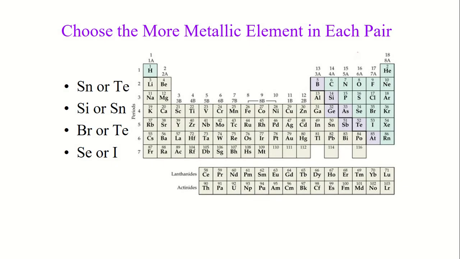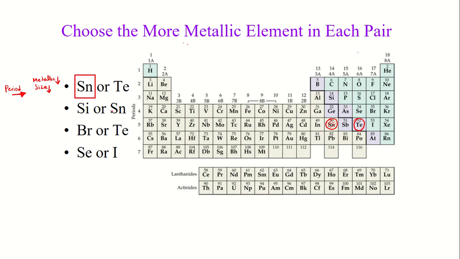So question says choose the more metallic element in each pair. Sn and Te. I'm gonna pick Sn here and Te here. They are placed in one period, and we know that if we move from left to right, size decreases or metallic properties decreases. So it says which one has more metallic properties. So we are going to pick Sn.